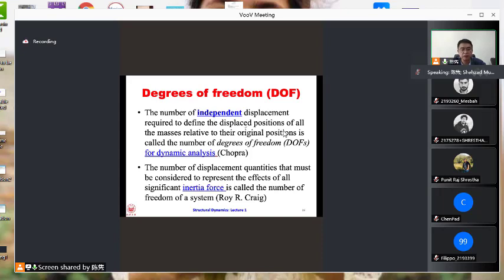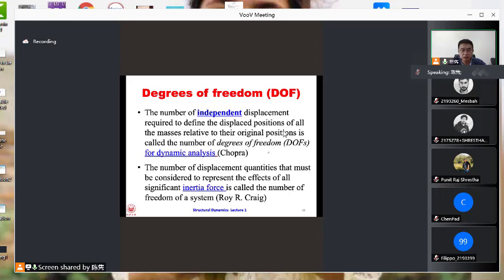We just mentioned this. Here I just repeat this definition. The number of independent displacements required to define the displaced position of all the masses relative to the original position is called the number of degrees of freedom. Okay, this is for dynamic analysis. And this is another definition I will not repeat.